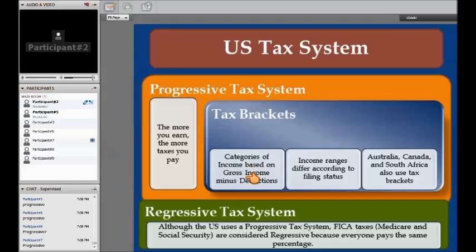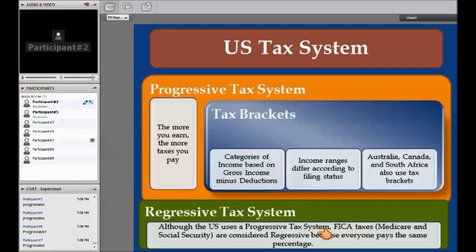Tax brackets are categories of income based on your gross income minus your deductions. The income ranges differ according to filing statuses, which I'm going to show you in a second. And here are some places that also use tax brackets: Australia, Canada, and South Africa. They also use the tax bracket system. Now, even though we are primarily a progressive tax system here in the U.S., we do have a bit of regressive tax system involved.